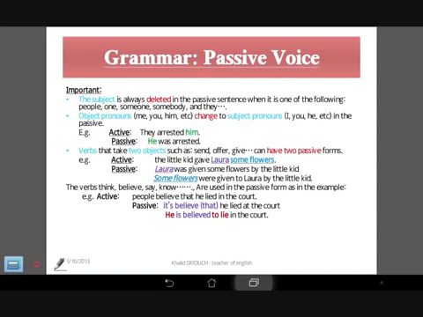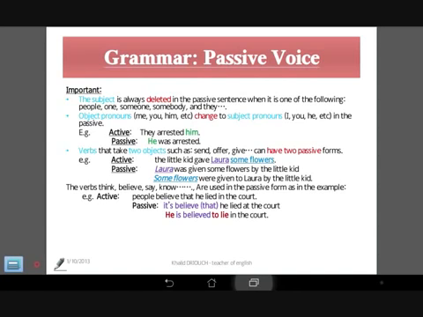Second important point: when we have an object pronoun like me, you, him, they change to subject pronouns like I, you, he in the passive form. Let's check an example together. In the active form we have, they arrested him. Him is an object pronoun. When we move it, it changes to he in the passive sentence and we get, he was arrested.